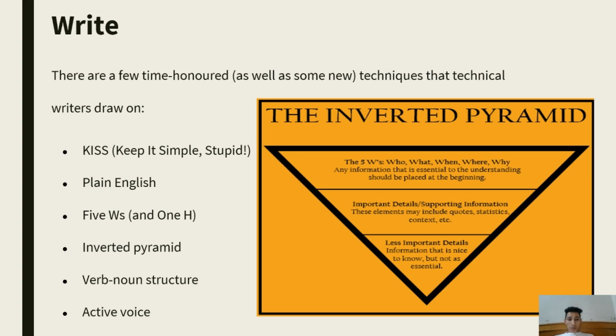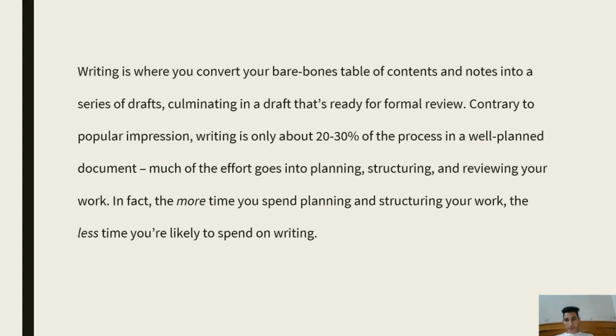The second one is the important details and supporting information, which are the elements that may include quotes, statistics and context. You must make your project diagrammatic if it's a scientific project, and you must use a lot of statistical data and graphs which will support your content. Verb-noun structure must be kept in mind, and less important details should not be focused on. You must always use active voice while writing a project.